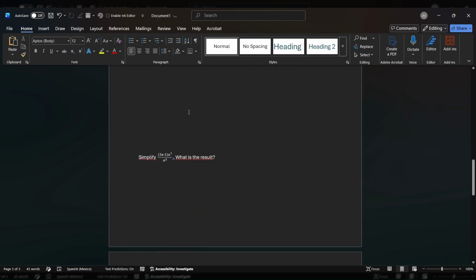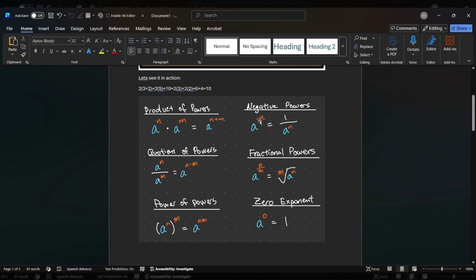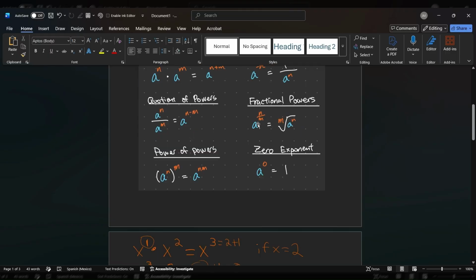Now let's see all the other laws. Negative powers equals division. I already told you that. Fraction of powers, n divided by m equals m and n. Okay, why does this happen?